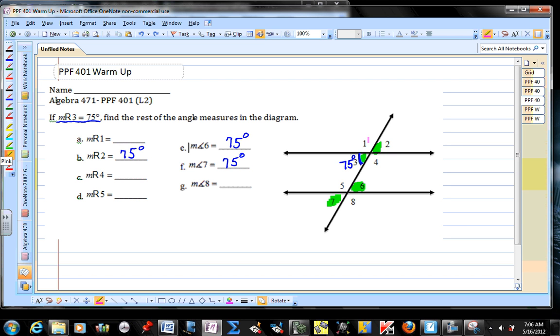We've got to find the measure of angle 1. Now you can tell that the measure of angle 1 and the measure of angle 3, these guys are a linear pair. They add up to 180. So let's see here. 180 degrees minus 75 degrees. That's going to be 105 degrees. So the measure of angle 1 is 105 degrees. Now we can tell that angle 1 and angle 4, these guys are vertical angles, and vertical angles are congruent. So the measure of angle 4 is 105 degrees.